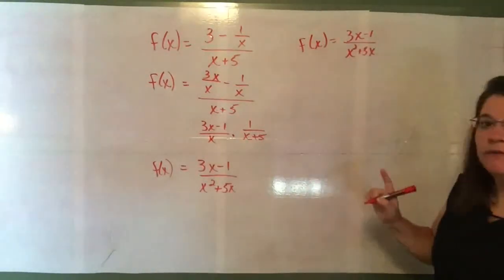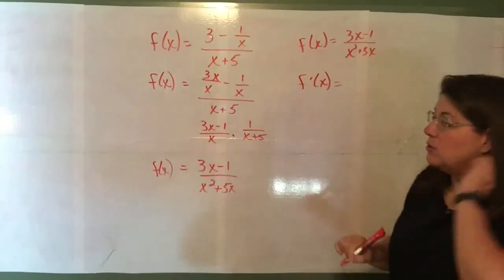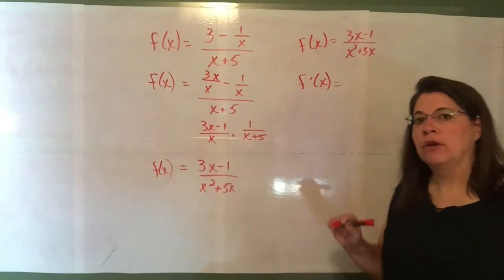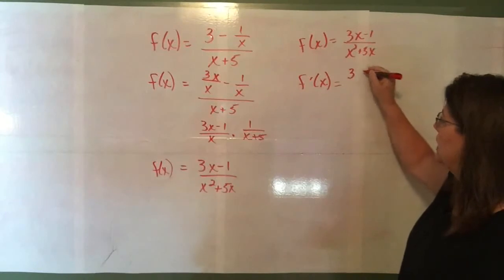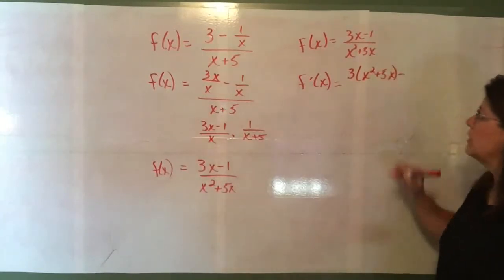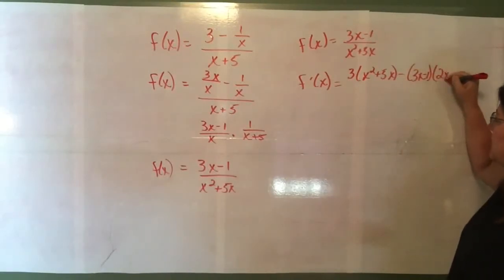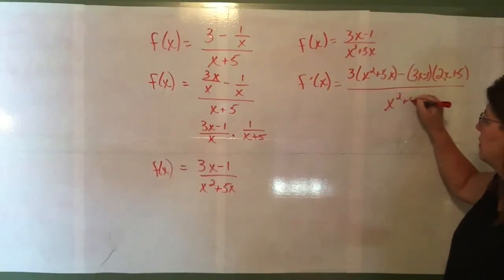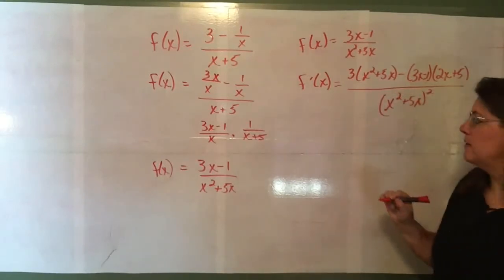So if I take the derivative using the quotient rule, f prime of x, remember it's low d high minus high d low over the bottom squared. So the derivative of the top would be 3 times the original denominator minus the original top, 3x minus 1 times the derivative of the denominator, over the bottom squared. And then I would simplify this.